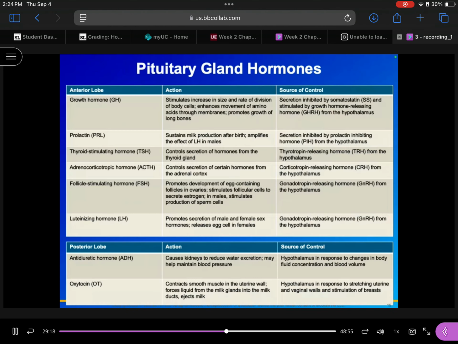We don't have to. All right, so this is a nice chart that talks about the action as well as the source of control. You don't need to know anything more than what I just discussed with you. The chart has a little bit more added details, which is out.